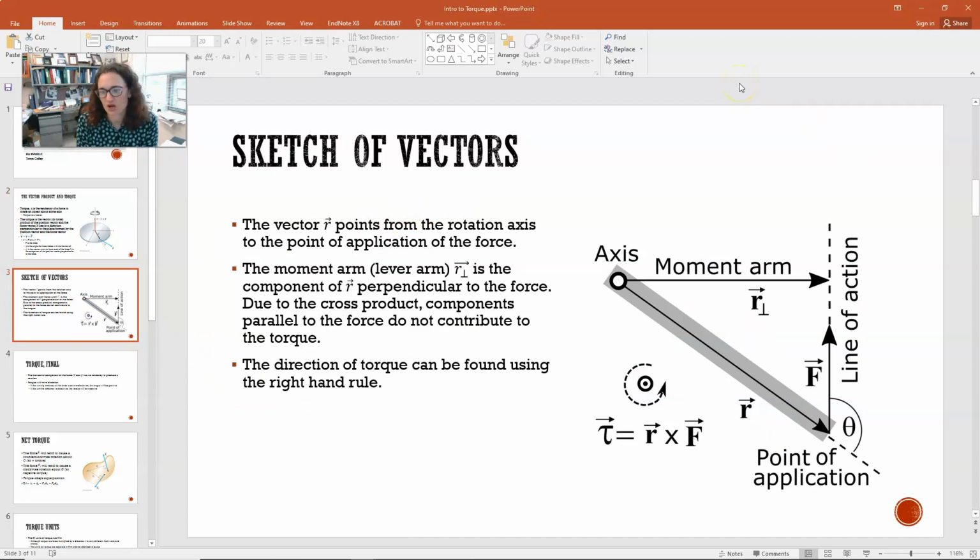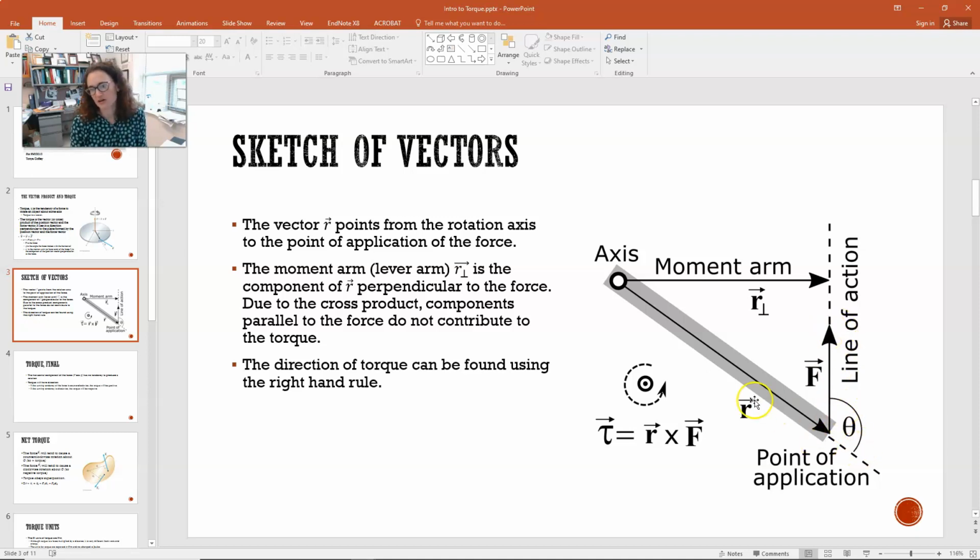Let's say that you're trying to rotate something like a door, for example. Let's say this is a top-down view of a door. And it's attached about some axis, some rotation axis here indicated by the white circle. Now, let's say that you're exerting a force on the edge of your door here to maybe pull the door closed or something. So your vector R is going to point from the rotation axis to the point of application of the force. So that shows it here. And then F points along what is sometimes called the line of action, and F points along that line there.